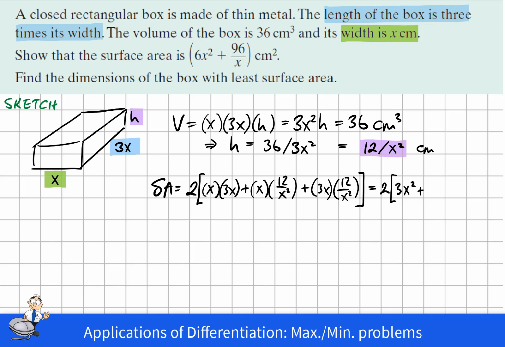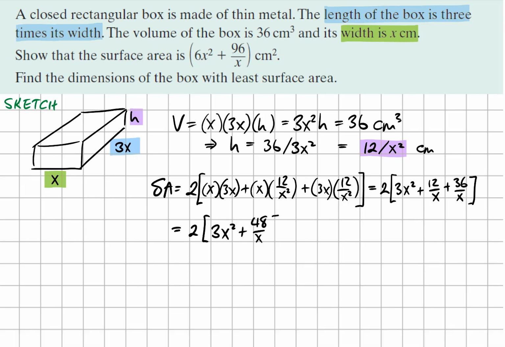So multiply out each term. In this thing we're adding 12 over x and 36 over x, which is 48 over x. And now we're multiplying by 2. And we can see that our expression is the same as the one we've been asked to show.